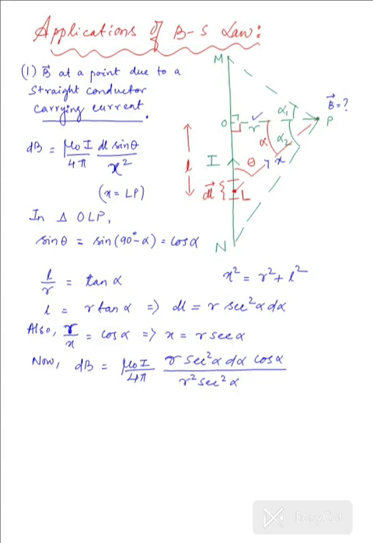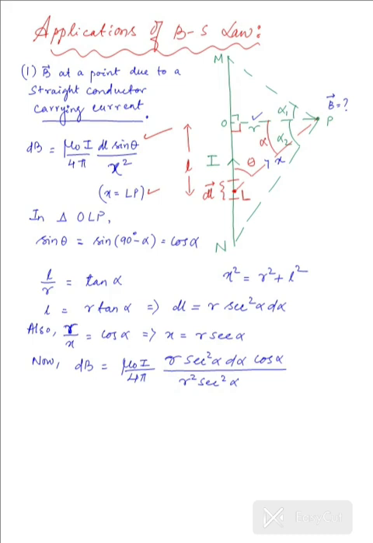As per the Biot-Savart's law, we have dB equal to mu naught I over 4 pi dl sine theta over x squared. X is obviously the position vector of the point P, where the magnetic field is to be determined, from the elementary length that has been considered at the point L. So LP is equal to x, so square of that.